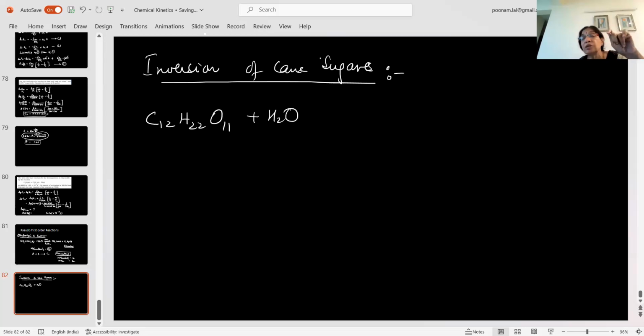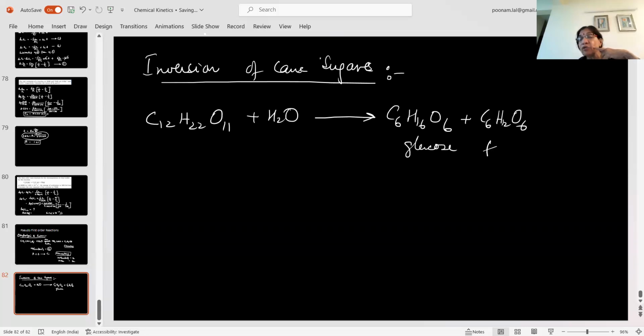excess, and the concentration of water does not change as a result of the reaction. So the change in concentration of water is negligible. So what do you get? C6H12O6 plus C6H12O6. One is glucose and the other is fructose. This reaction takes place in the presence of an enzyme called invertase. That's not important.